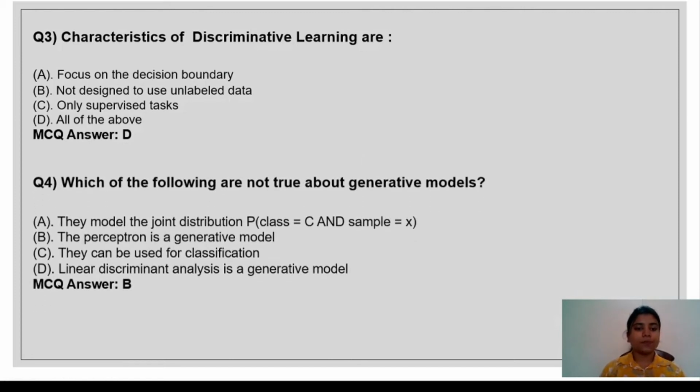Now next question, which of the following are not true about generative models? So option B is the answer, that perceptron is a generative model. So it is a wrong statement and all others are the correct statements.